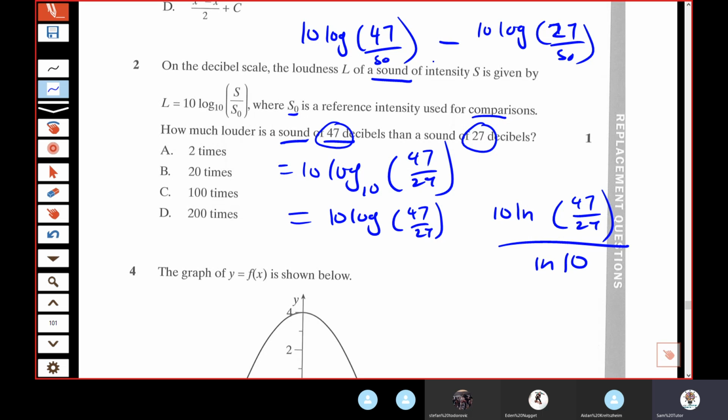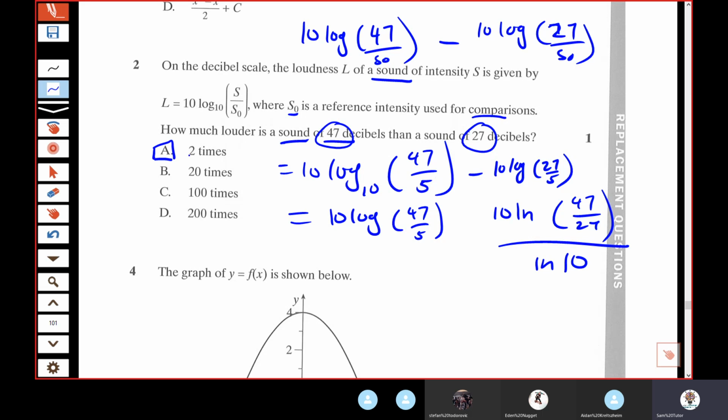No, then that would mean this. It doesn't mean 20, it means it could be anything. It could even be 5, if that's the way you're reading it. So give me a second. Let's see. So you're saying do that minus this. Like that. 10 log 47 on 5. You're saying it's any number then, any intensity. Minus 10 log 27 on 5, which is 2 times.